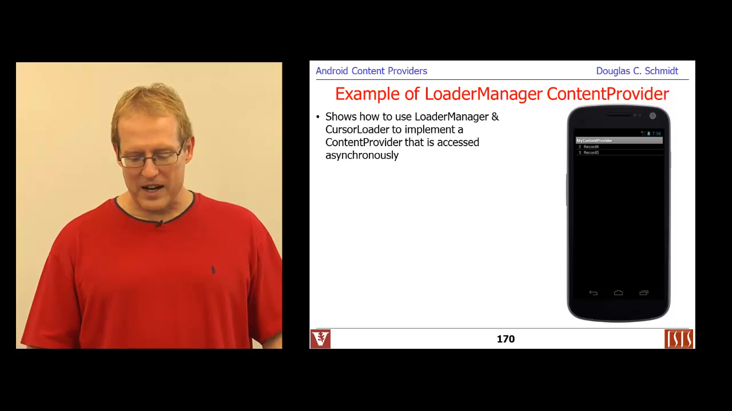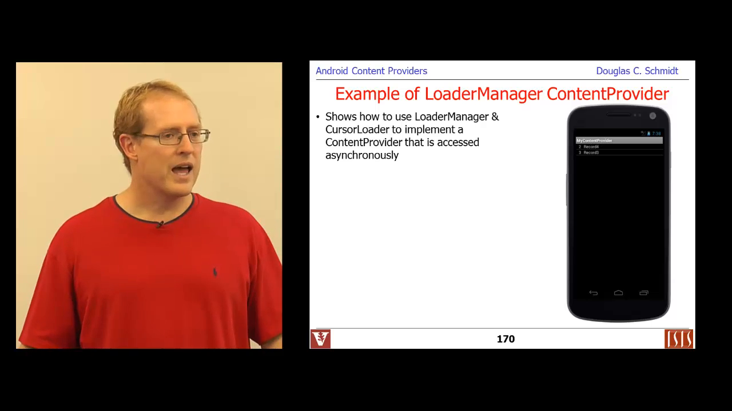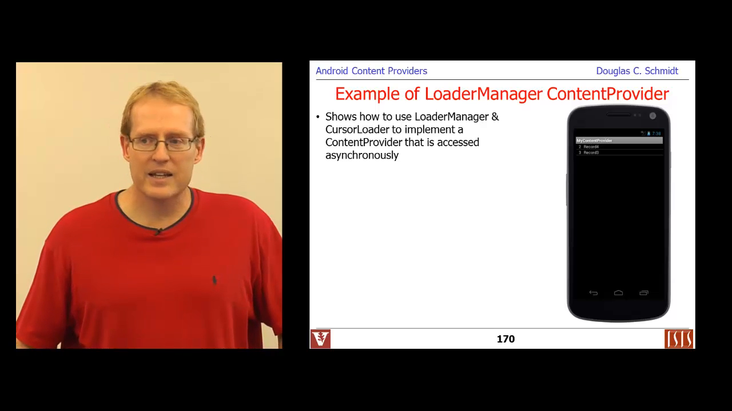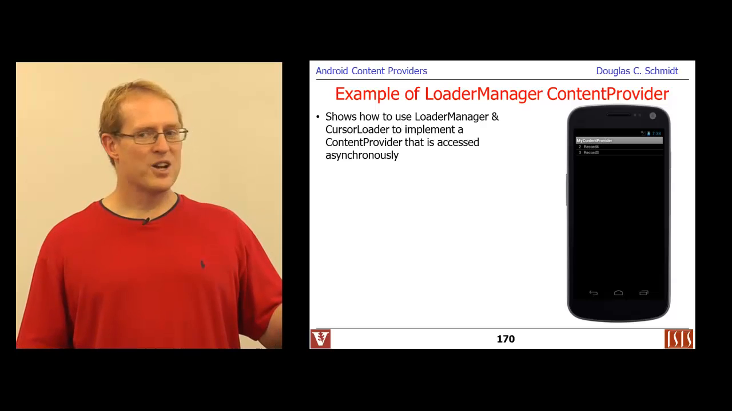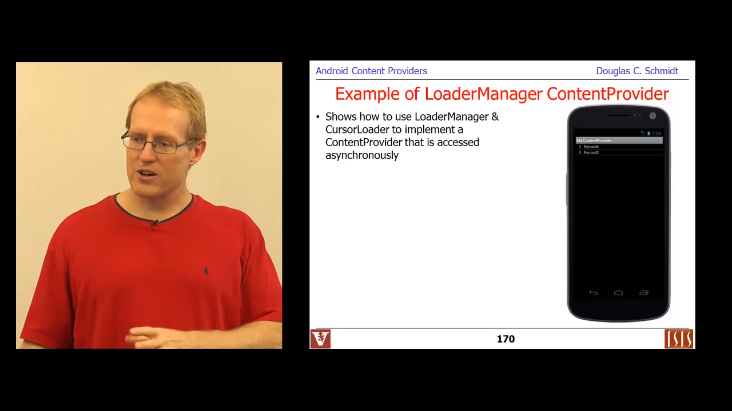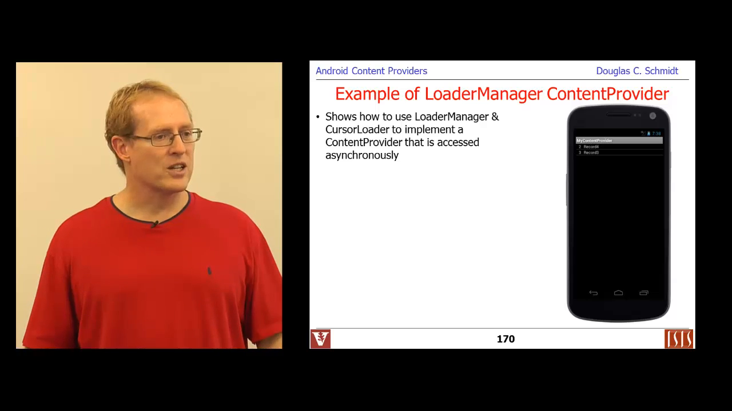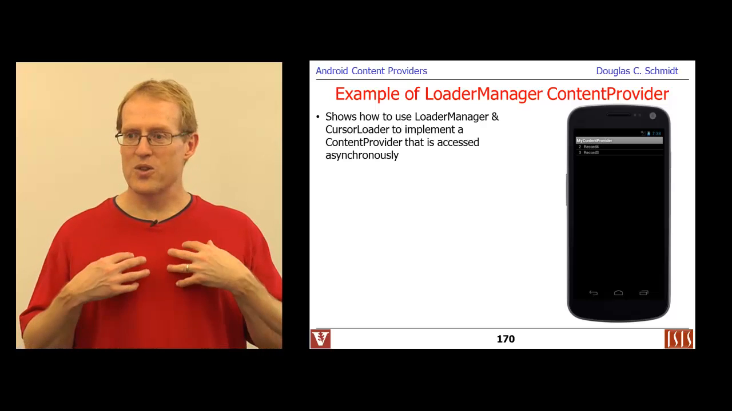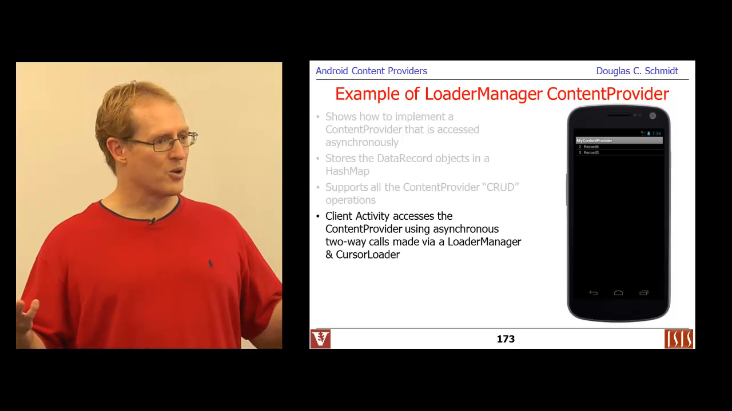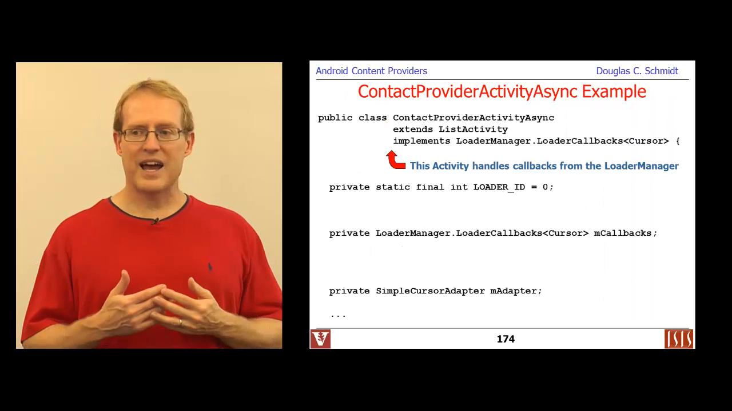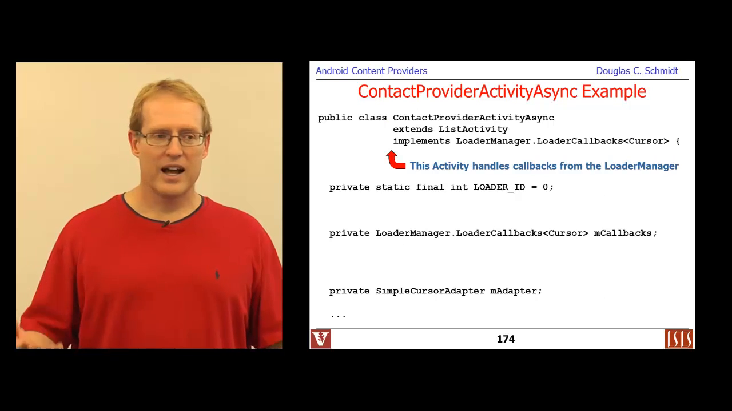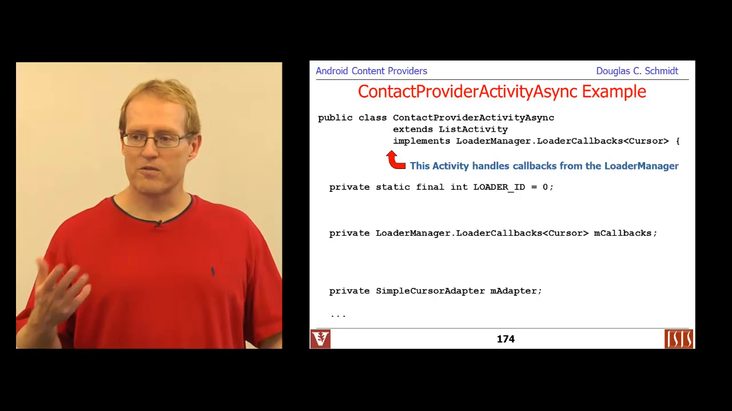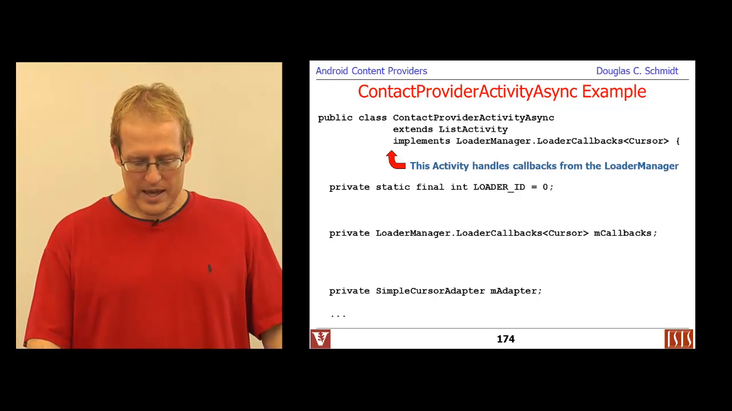We then define an instance of LoaderManager.LoaderCallbacks<Cursor>, mCallbacks. And that's going to be used to keep track of who to call back on when we're done. As you'll see later in a slide or two, we're going to initialize and assign this to this, because we are a loader callbacks object. And that way, our methods will get dispatched, our methods being methods like onCreateLoader and onLoadFinished and so on and so forth.